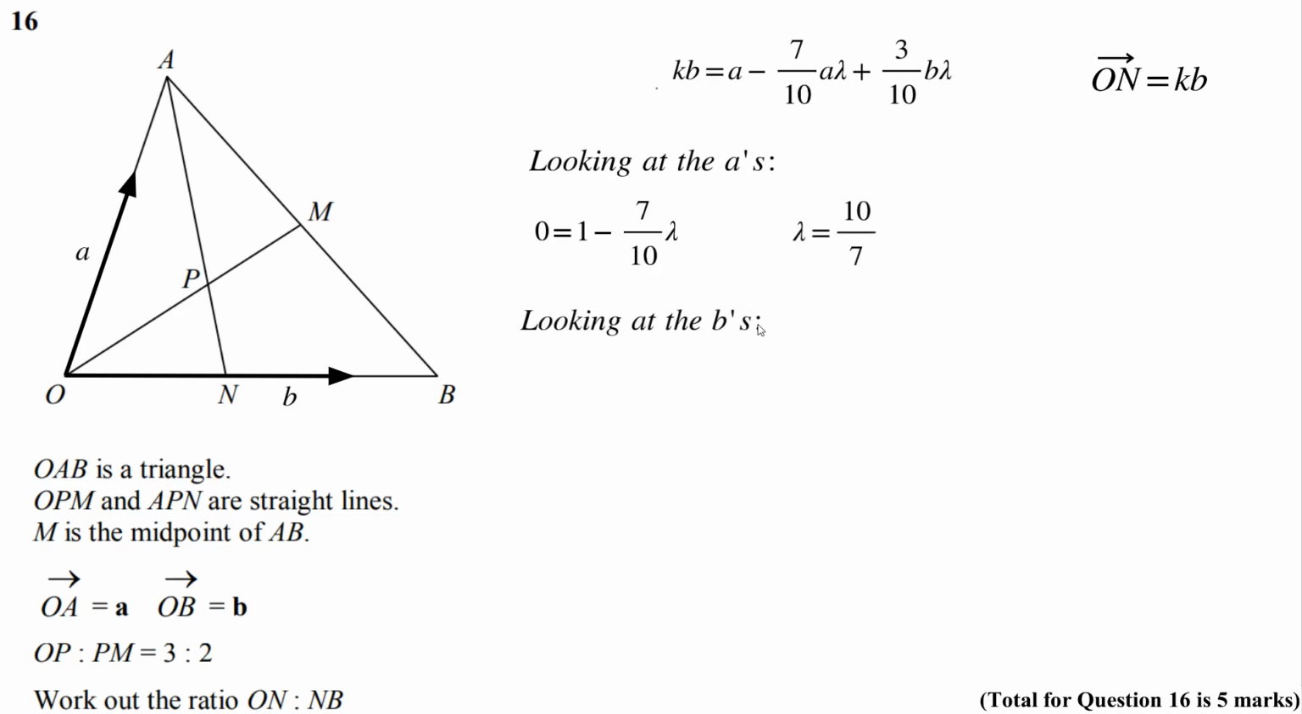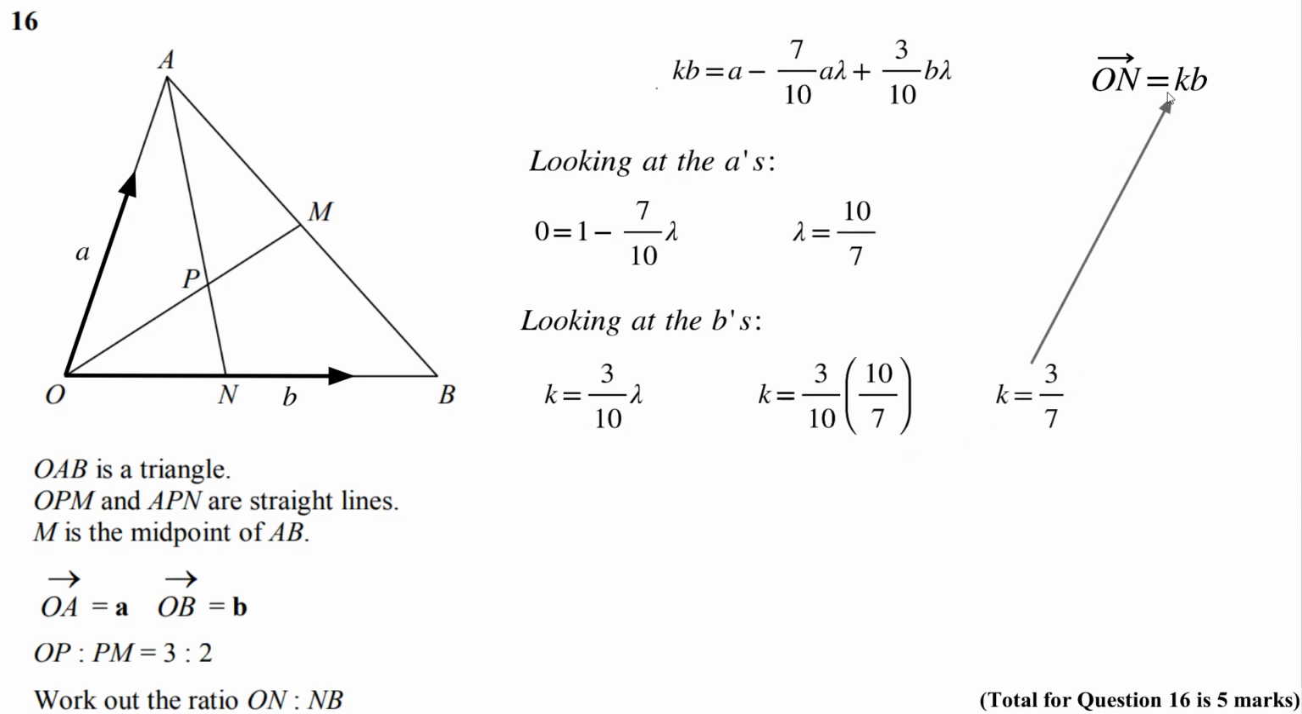Now we'll do the same thing looking at the b's. So b's over here, we have k b's. So we have k equals 3 over 10 lambda lots of b. So make that equal to each other. We worked out what lambda was here, it's 10 over 7. We'll just plug that into here to get 30 over 70, which simplifies to 3 over 7.